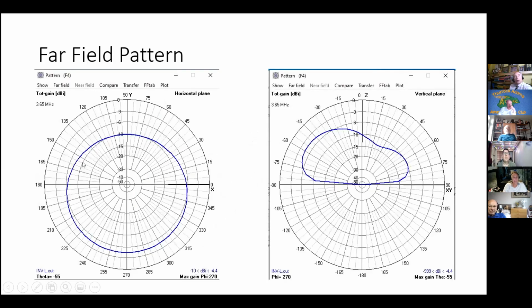And this was the far field pattern. It is distinctly skewed, with more gain strangely off the back, the end away from the horizontal wire. So down here or out here, it has better low angle in one direction, more high angle in the other direction.